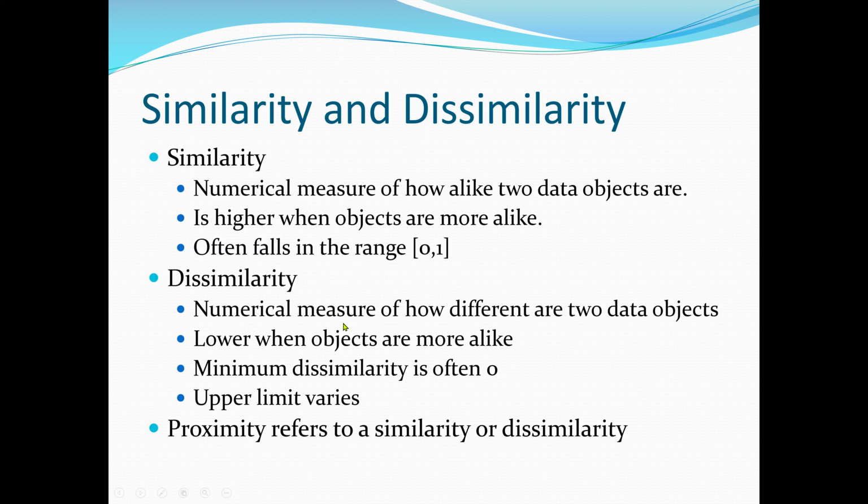Dissimilarity is the numerical measure of how different two data objects are. Here we say it is lower when objects are more alike. The minimal dissimilarity is often 0. The upper limit also varies. It depends on the application or implemented algorithm. So proximity refers to similarity or dissimilarity.